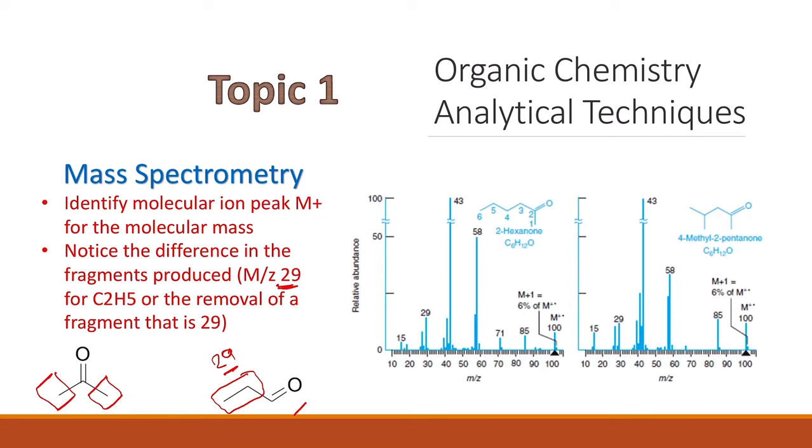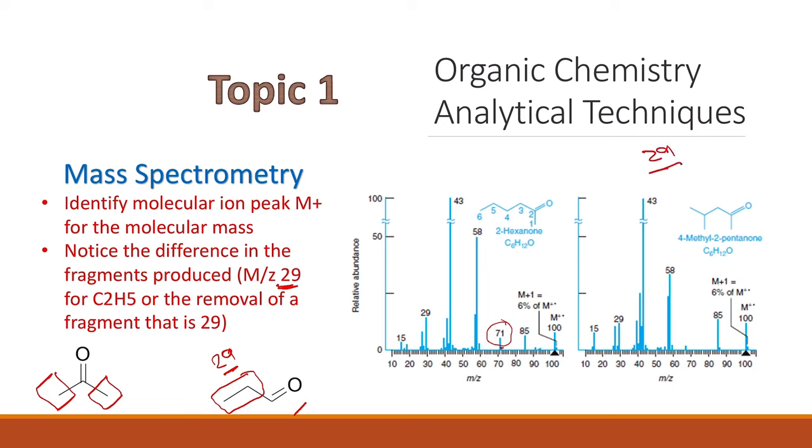Sometimes as well, they can go a bit deeper. So these are two compounds as well, two isomers. Both of them are ketones. If you look at the mass spectrum for both of them, you're going to find the main difference is in this peak, which is 71. The peak 71 comes from the loss of an ethyl fragment, or a loss of 29.